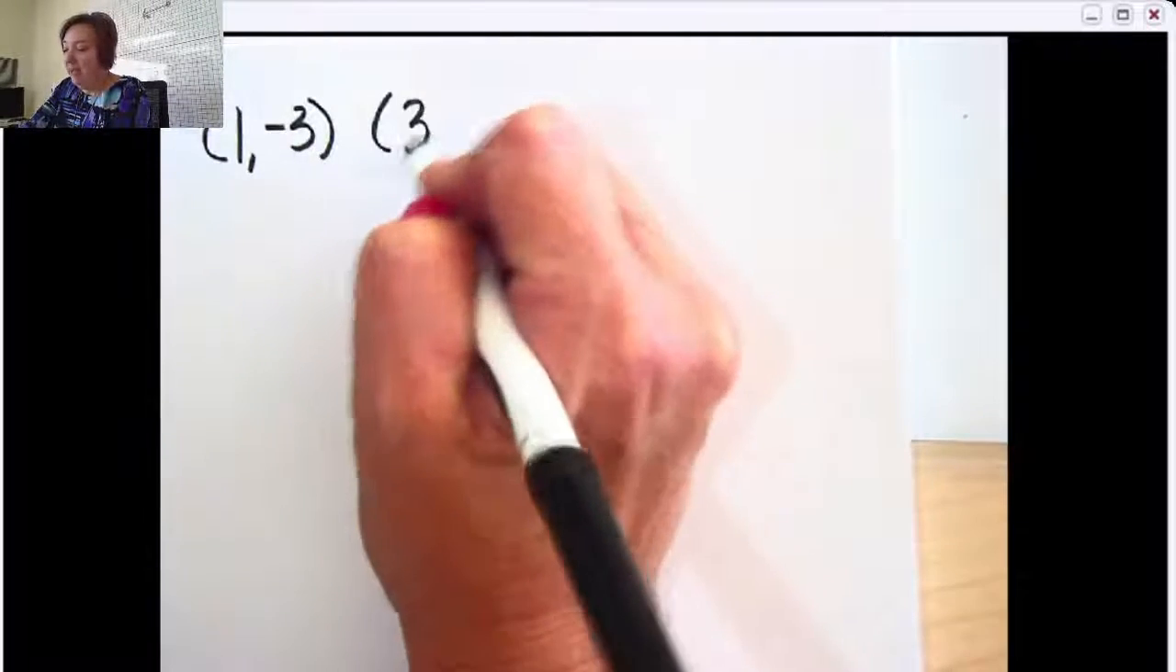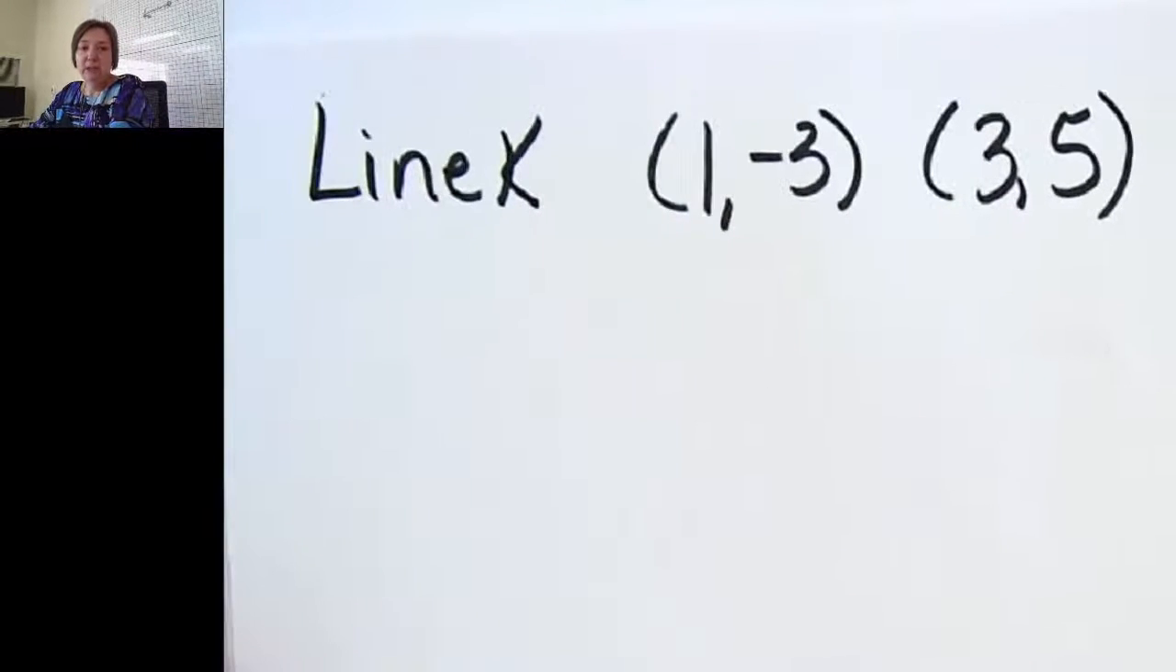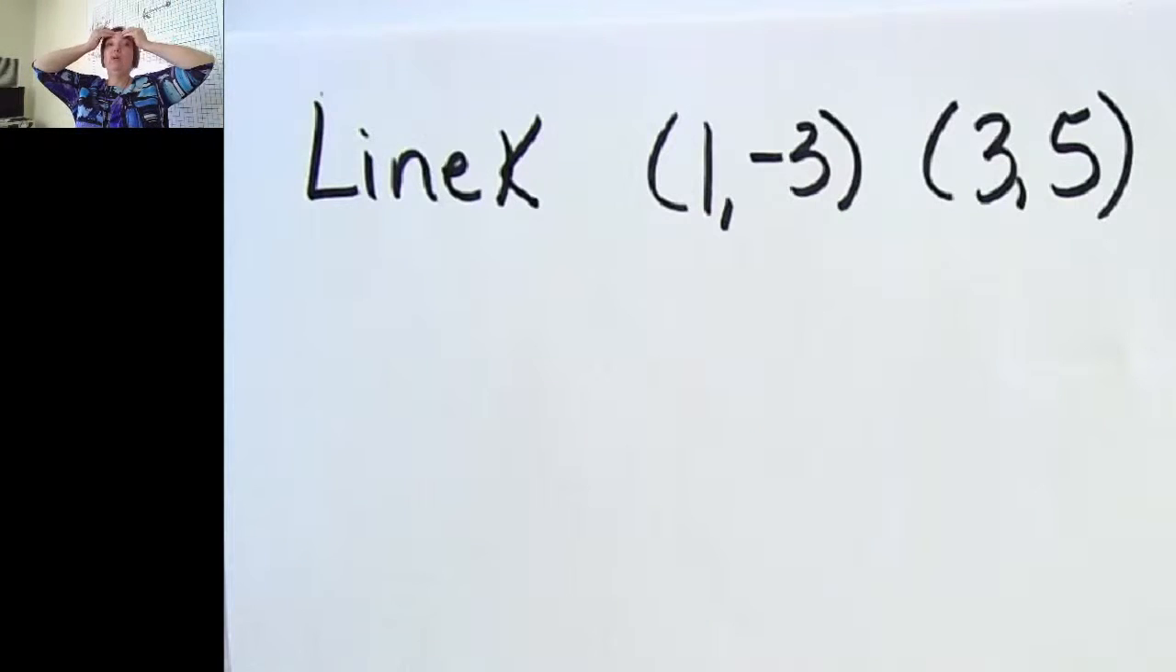Okay, so we've got this one. Can y'all see it now? Line K goes through point (1, -3) and through point (3, 5). We want to write the equation for this line. What do we have to have to write the equation for this line?